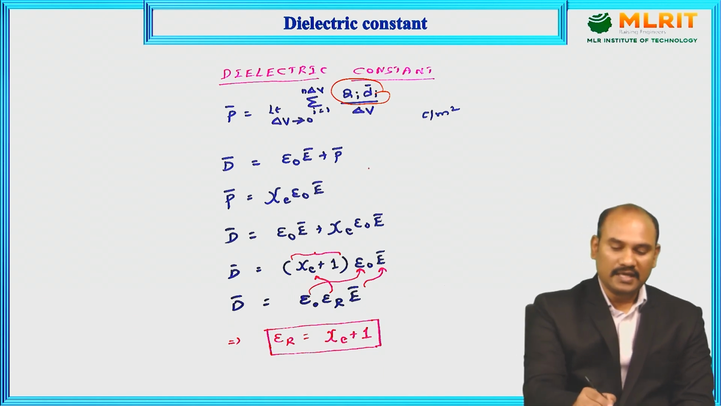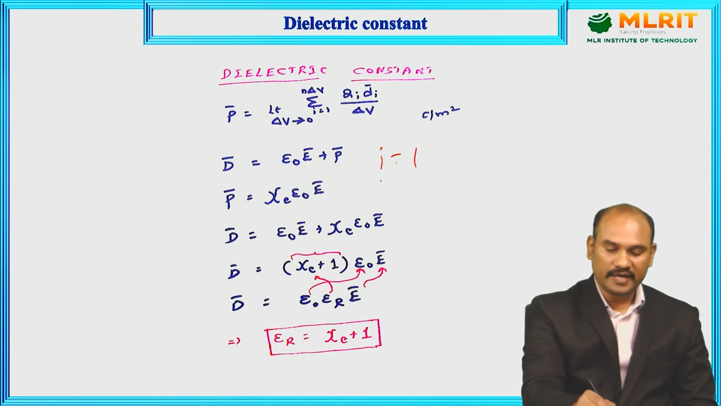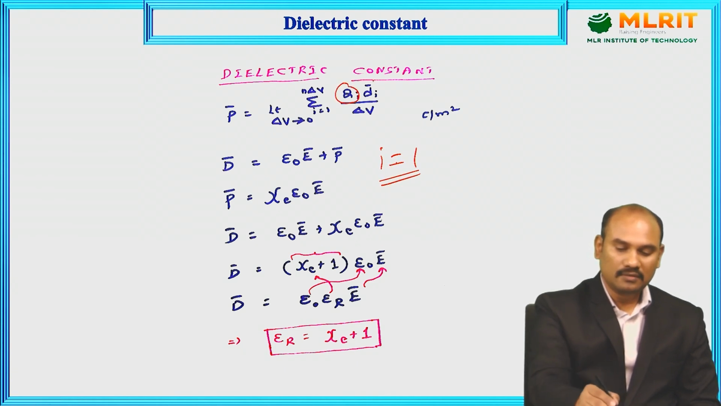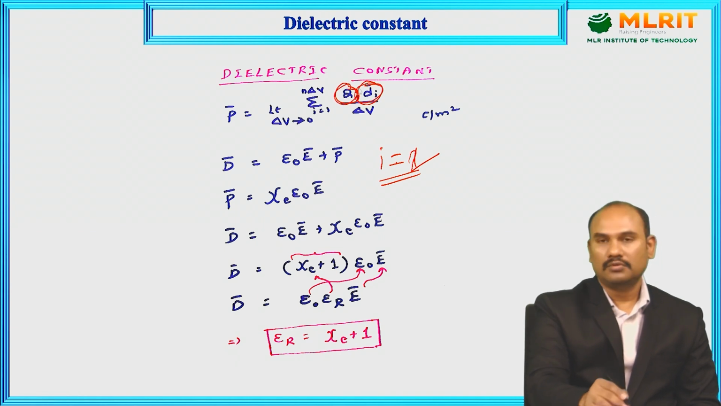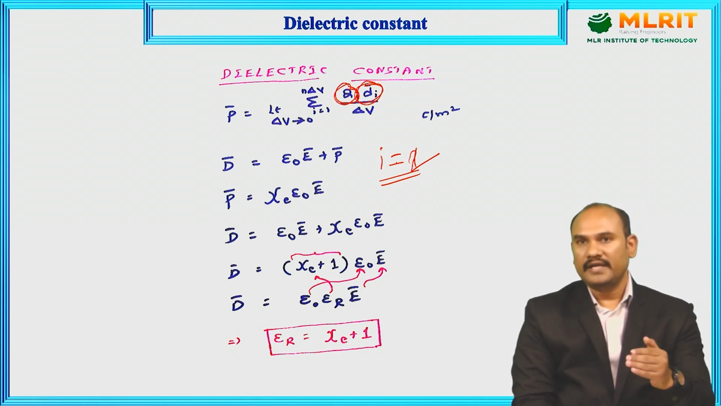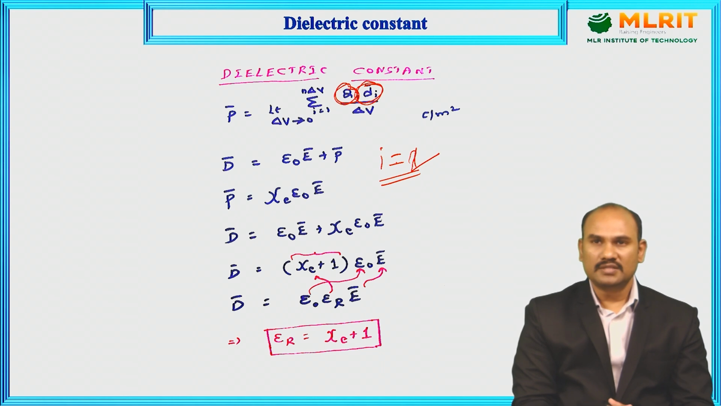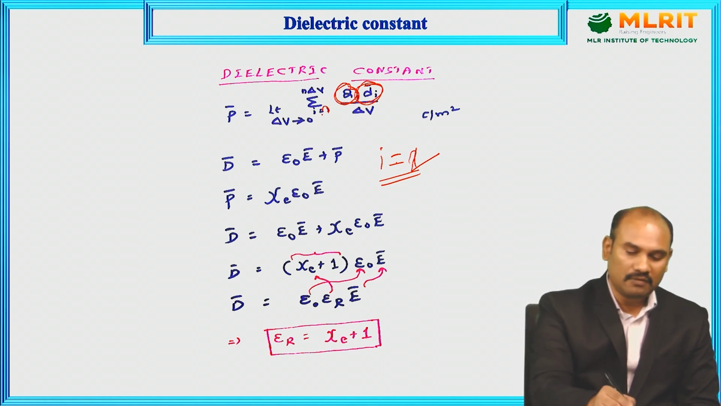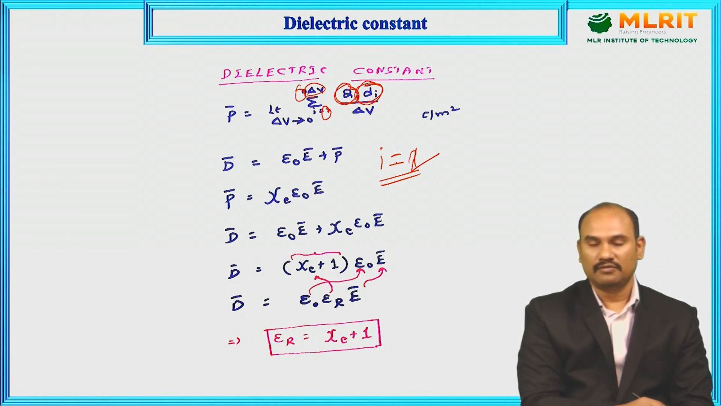If I take i equal to 1, what do you get here? Q1 D1. Take i equal to 2, Q2 D2. That means Q1 D1 indicates the first dipole, Q2 D2 the second dipole, Q3 D3 the third dipole. How many such dipoles will be formed? That's why I have taken i equal to 1 to N. But they correspond to a unit volume, delta V, that's why I have divided by delta V.